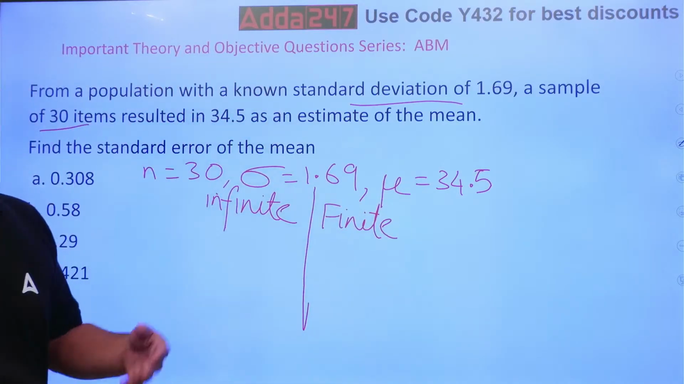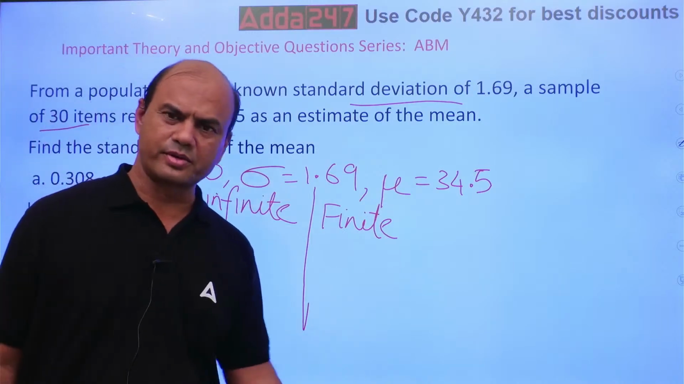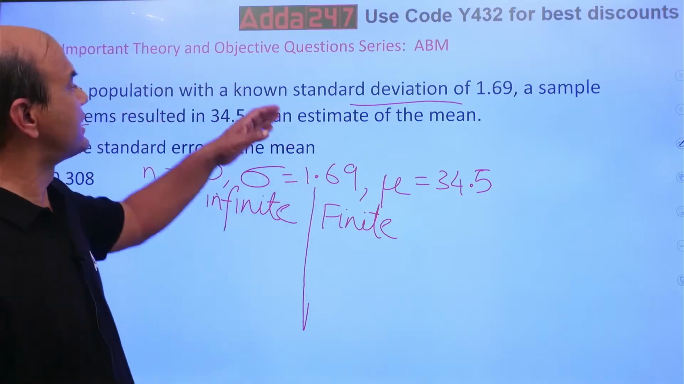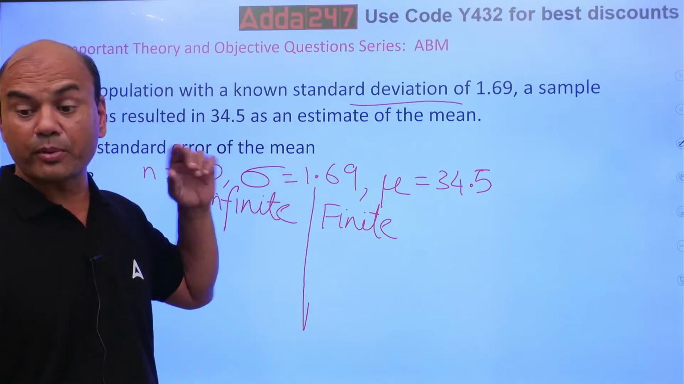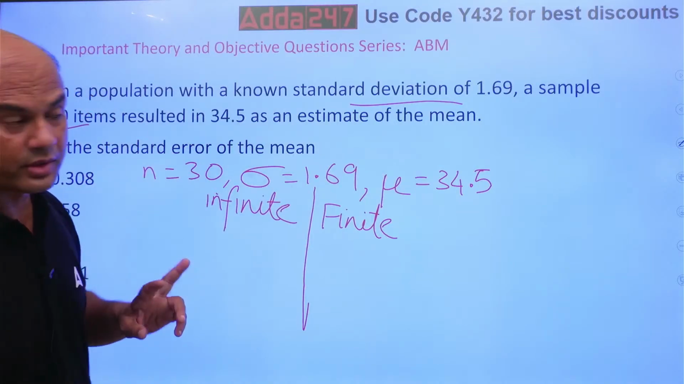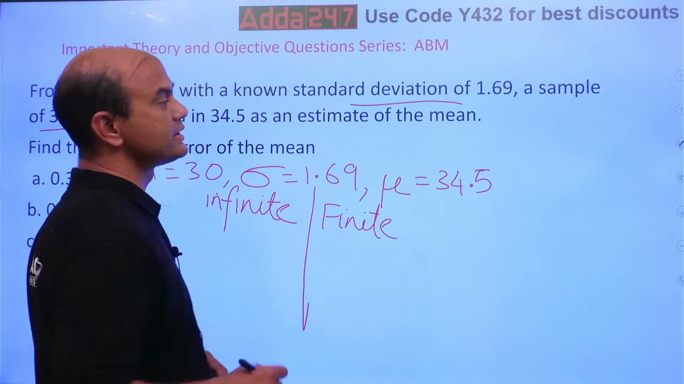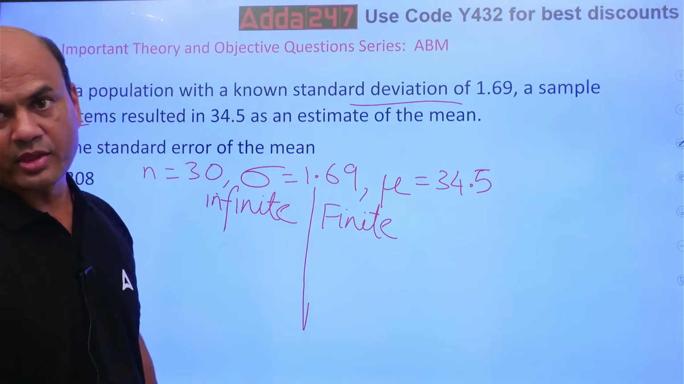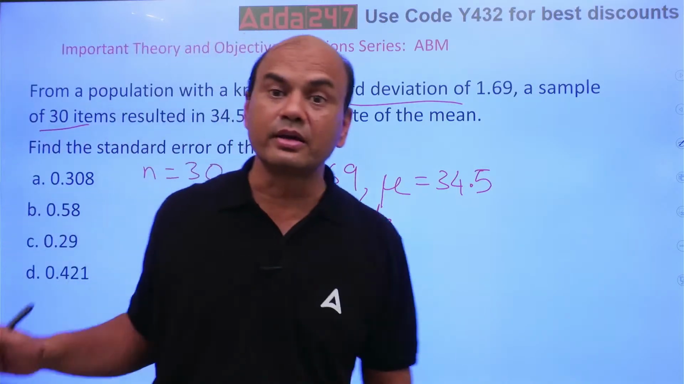Finite means which you can count. Infinite means which you cannot count. Or it is given. Is it given? What is the population? Kindly note, there are two terms over here. One is population, second is sample. 30 you will say, sir, 30 we know, but 30 is sample.